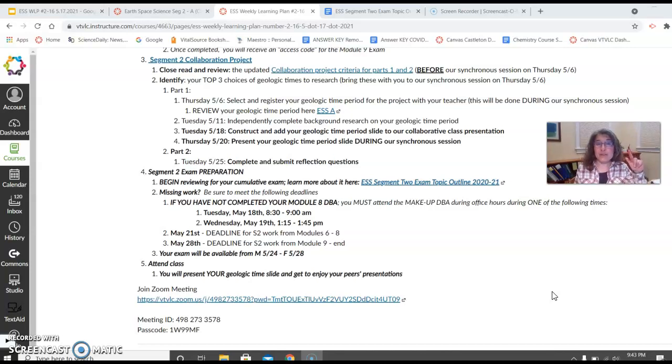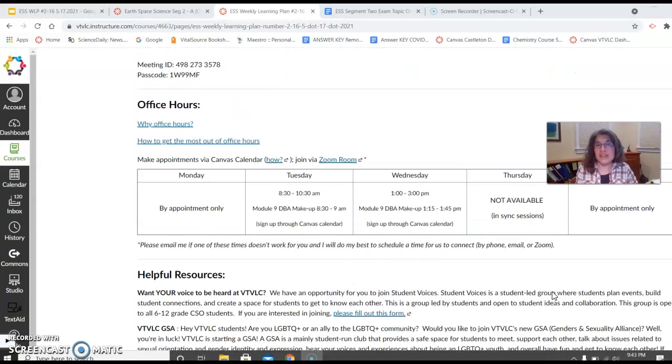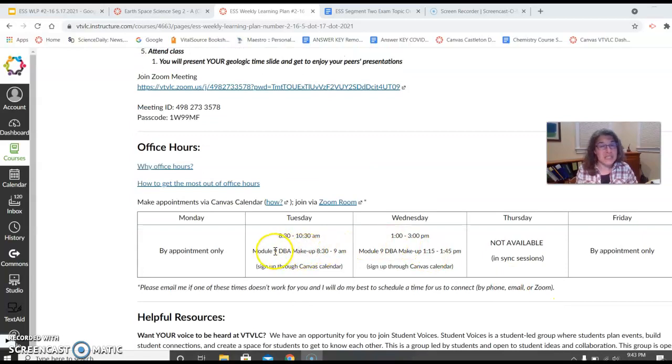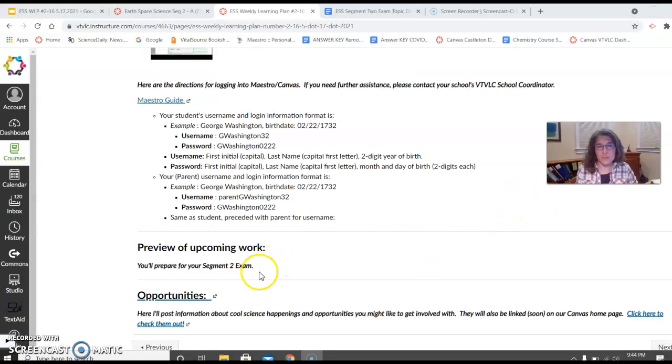And then the third piece there is attending class. Again, we're all going to be together on Thursday the 20th for our collaboration project and to do a little bit of class closure. Below that, you'll see some more information about office hours. Again, if you're somebody who's in the position who still needs to do your Module 9 DBA, those makeup times are listed there within the office hours, so make sure you're scheduling that for yourself. As usual, the helpful resources are there, and then you'll see a preview of your upcoming work, which is not much, getting ready for your segment 2 exam.